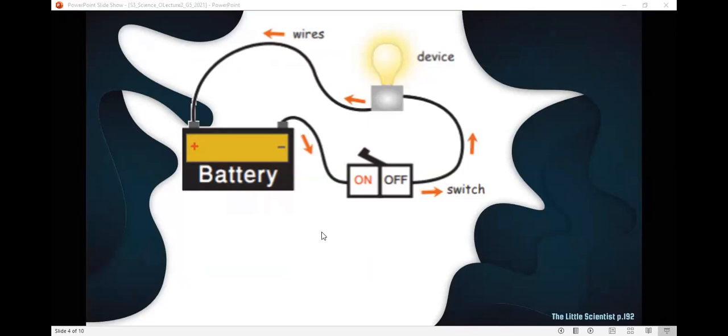What are the different elements in this circuit? It is an electric circuit. What gives you electricity in this circuit? Who is the source of electricity?